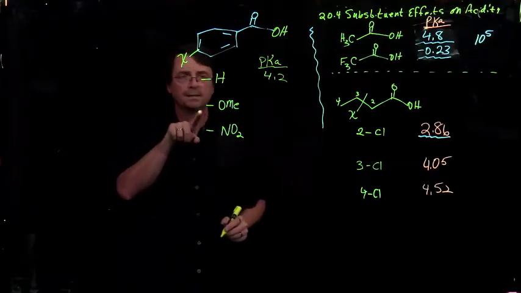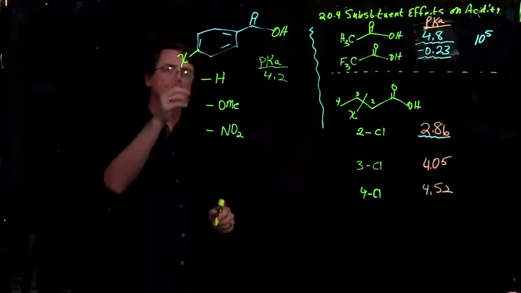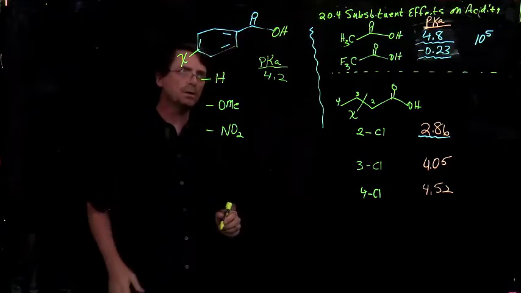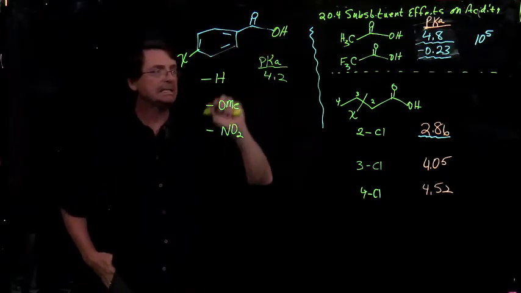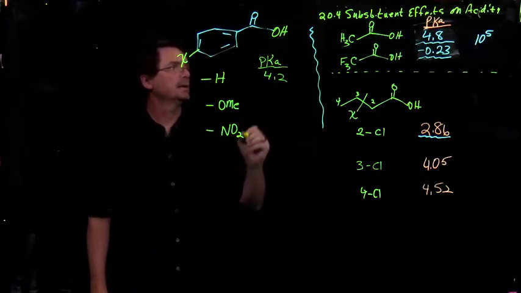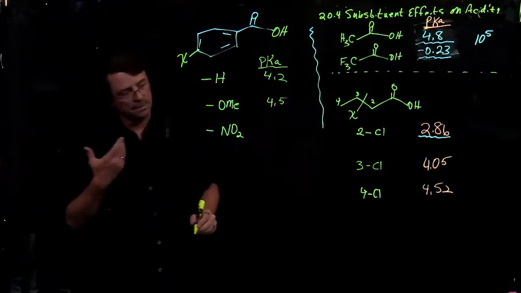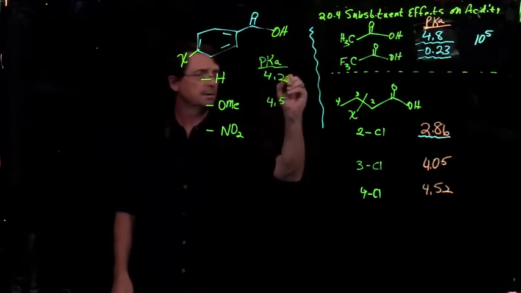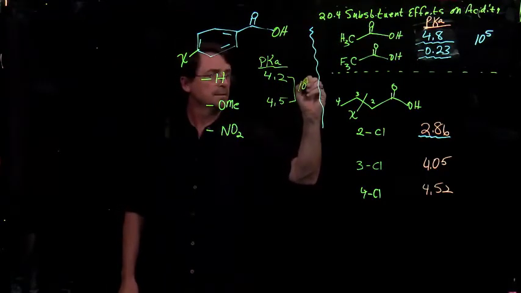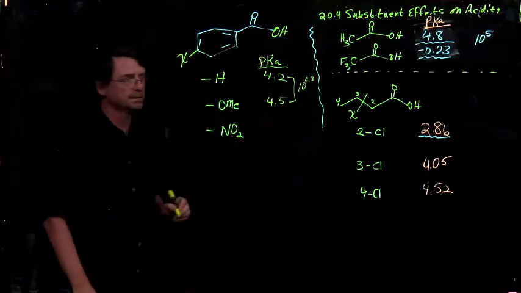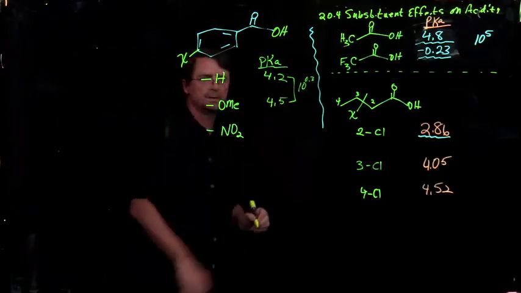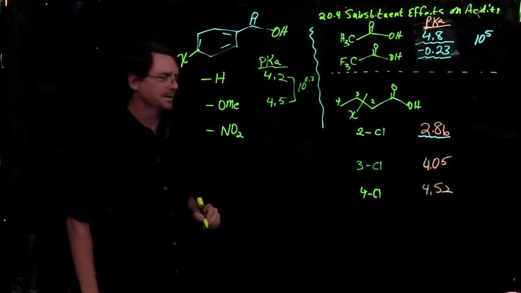If we go to the methoxy, it's an electron donating group. It's pushing electrons toward the carboxylic acid, and that would destabilize the anion, and it goes up to 4.5. So not huge, but the difference here, remember, is 10 to the 0.3, so that's not just 0.3. I'll let you plug that into your calculator and see what that number is.